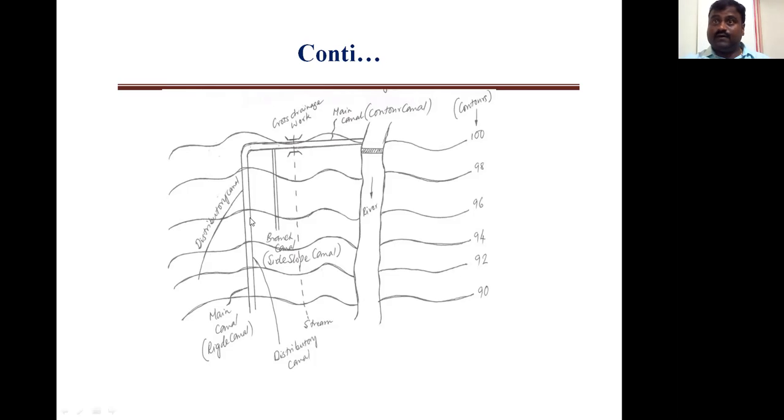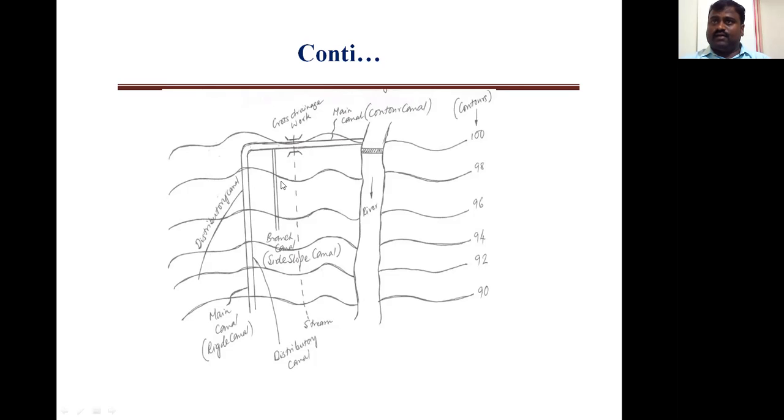So here is the ridge canal, where the canal is constructed along the ridge line. And the advantage of this type of canal is that it is capable of supplying water on both side areas.